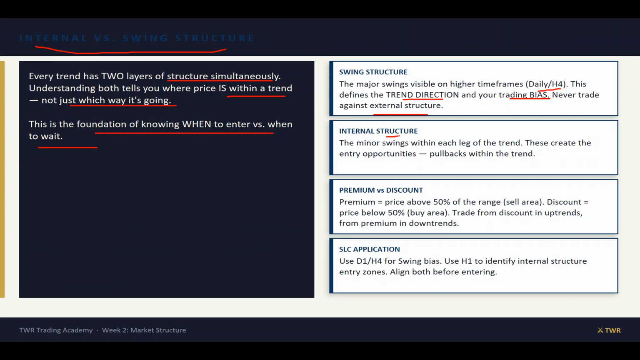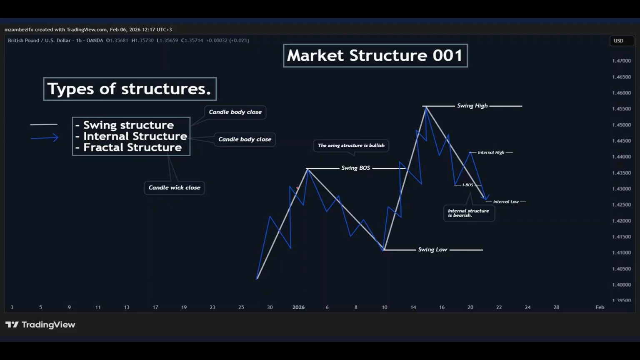Internal structure: these are minor swings, each leg, every trading opportunity. Minor swings within each leg and pullbacks within the trend. Then we have something known as premium and discount. I'm going to show you. Let me just move on to the next slide.